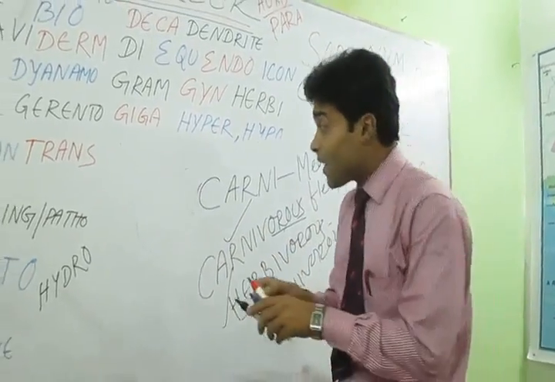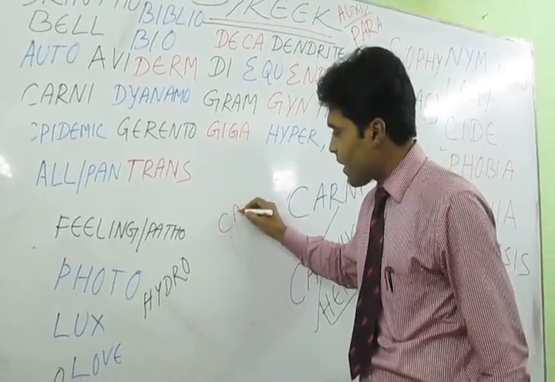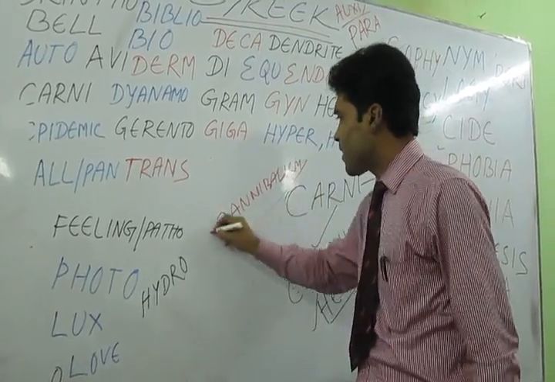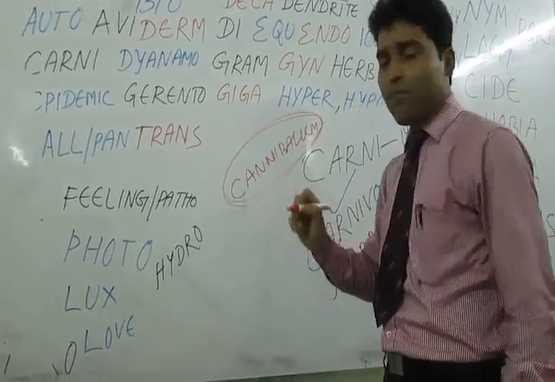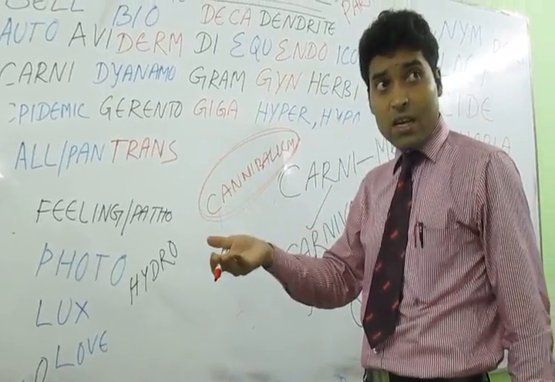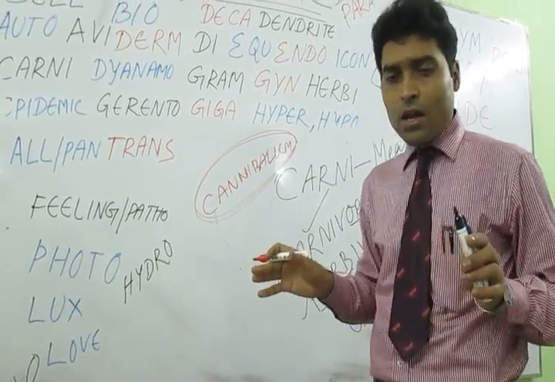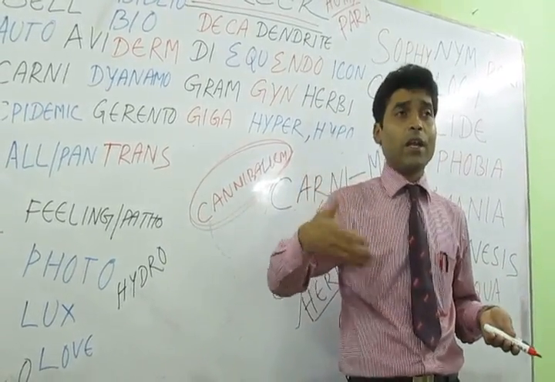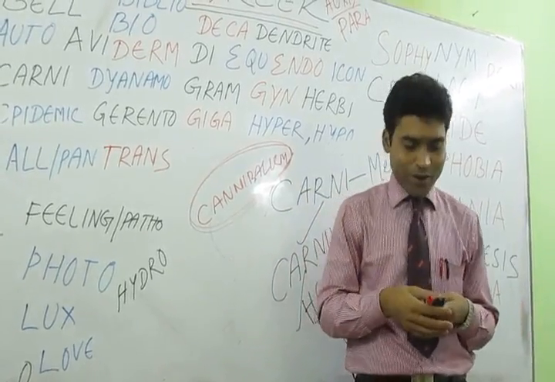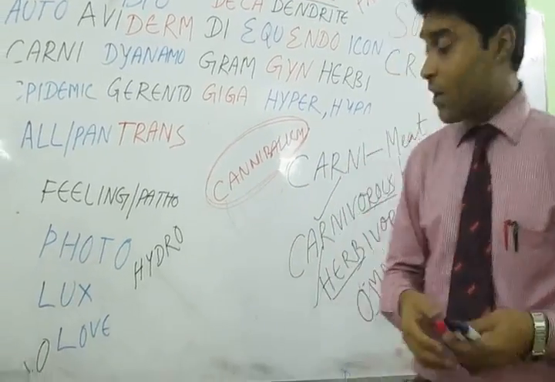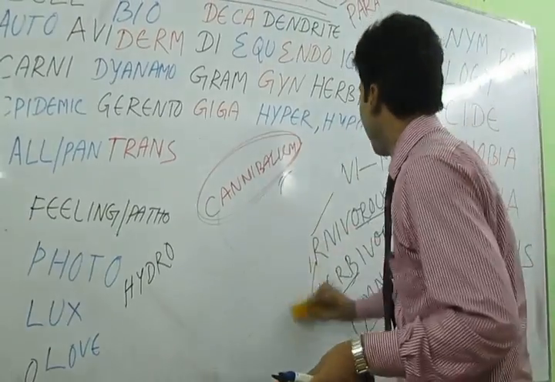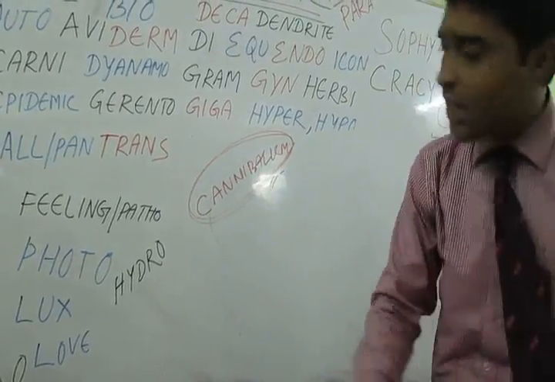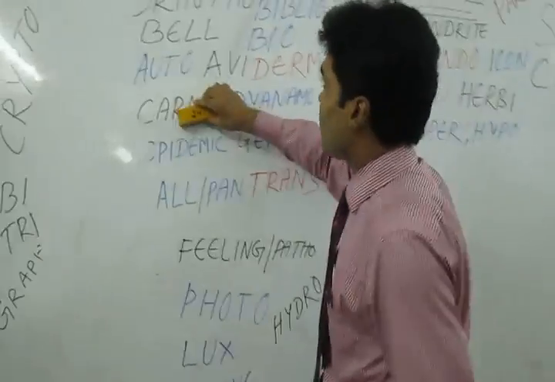If I say cannibalism, C-A-N-N-I-B-A-L-I-S-M, cannibalism means the practice of eating human flesh. Some people around the world practice eating human flesh. They say human flesh is so sweet that they love to eat it. But it's not good, it's very indecent to take human flesh. So keep in mind, just for your examination's sake, cannibalism means eating human flesh. So this is over.